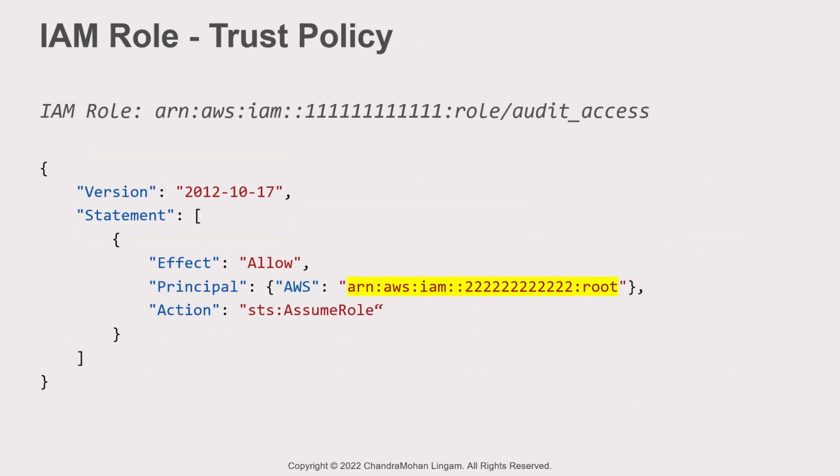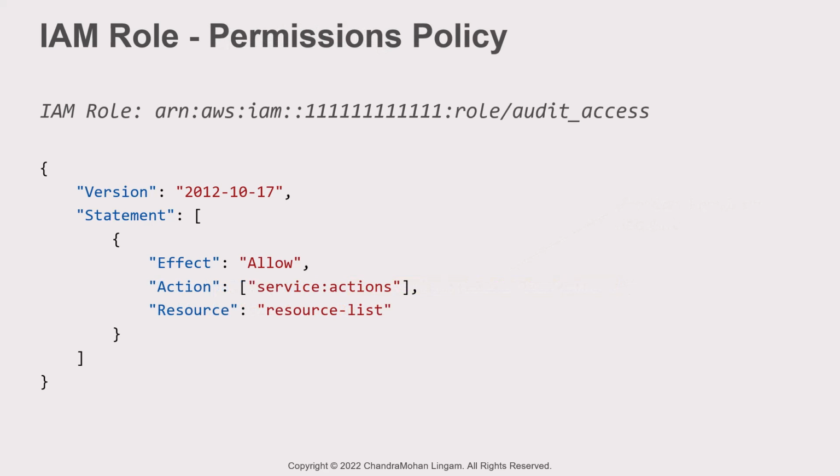It has a trust policy where we need to explicitly state the account number that can assume this role. In this case, we'll specify the service provider account number. And there is also a permissions policy that grants specific resource level access. This policy grants all the permissions that are needed by the service provider. So whenever the third party audits your environment, they will use this IAM role.